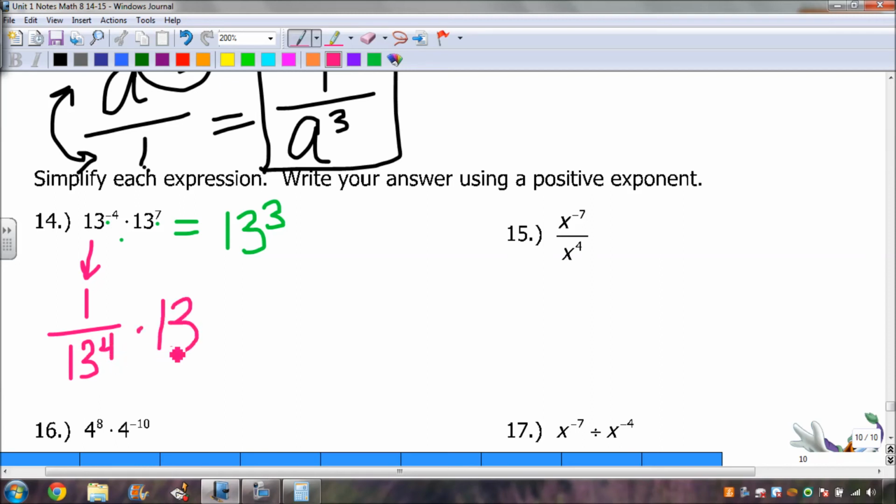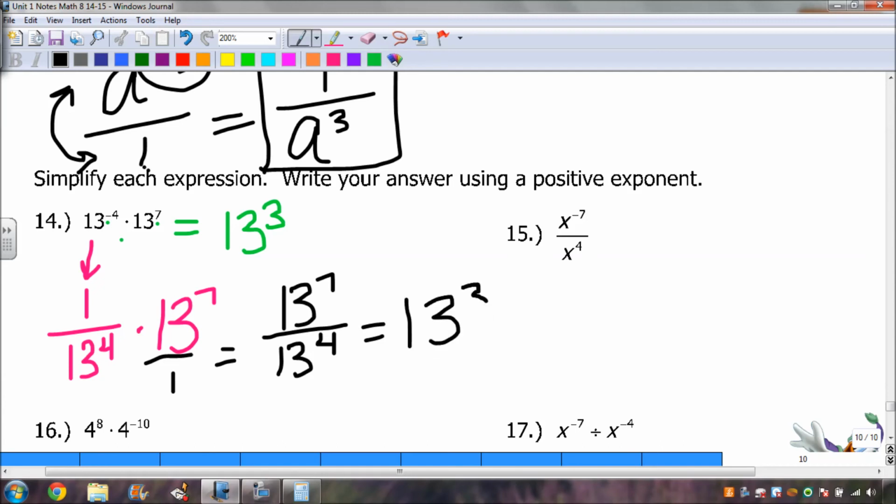Times 13 to the 7th power. And then this technically has an invisible over 1 right here. So you end up getting 13 to the 7th power divided by 13 to the 4th power, which ends up giving you 13 to the 3rd power. Okay? Now obviously you're going to want to do it this way because this way makes more sense, but I want you to understand that both methods are related to each other.